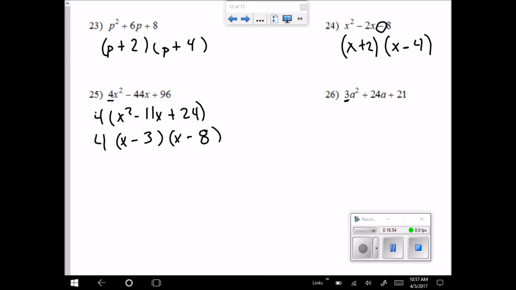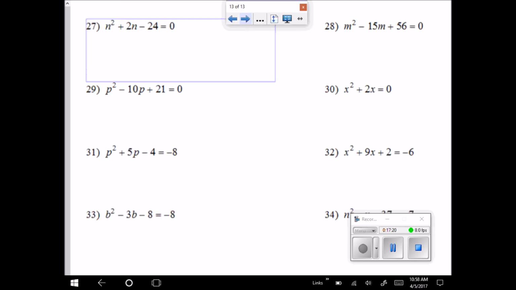Okay. Here we're going to factor out that 3. So this would be 8a plus 7. And then we can factor that trinomial. Plus plus, so 7 and 1. All right, good stuff there.